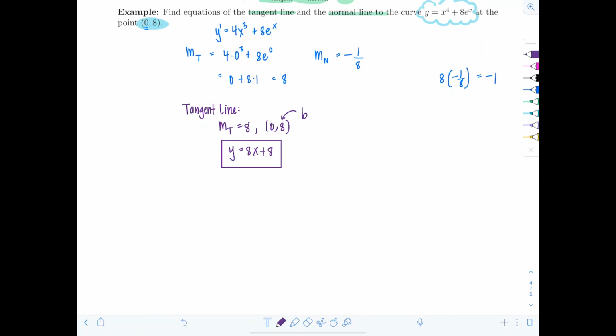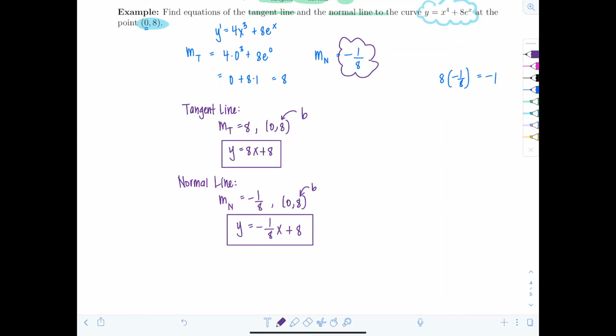Love it. And then let's go ahead and do the normal line. I mean, we didn't even need point-slope form. So the slope of the normal line is -1/8. Remember, that's right here. Same point. That's b. So y equals -1/8 x plus 8.